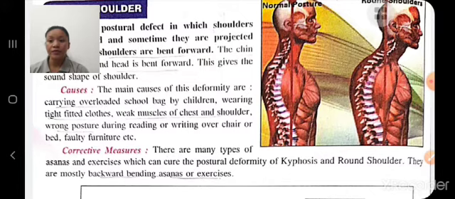Wearing tight fitted clothes, weak chest muscles. If your chest muscle is weak, shoulder muscle is weak, then you bend forward. Wrong postures during reading, writing, over the chair. Usually when a person reads or writes, he bends forward, which causes round shoulders, faulty furniture, etc. These are the causes of round shoulders.